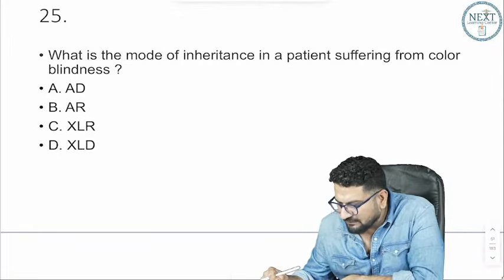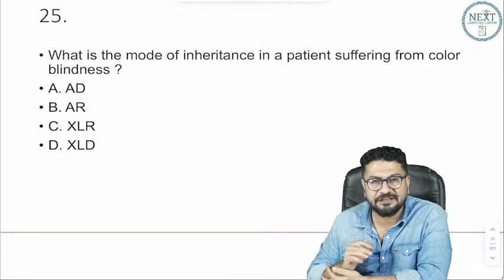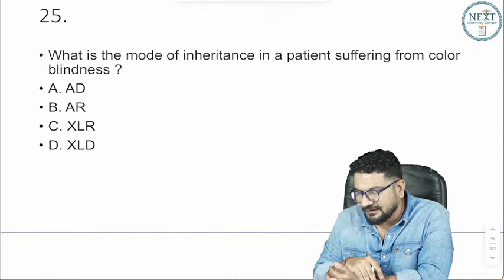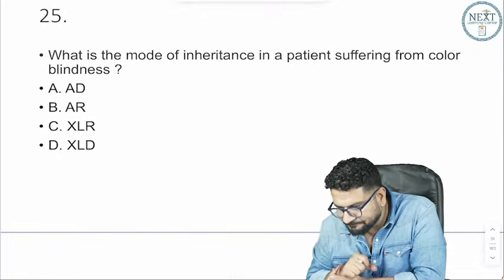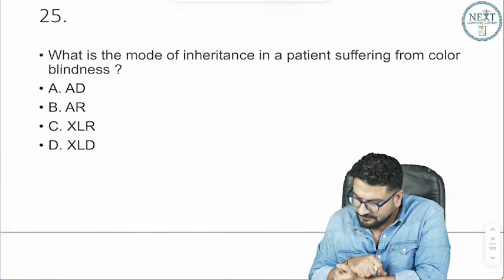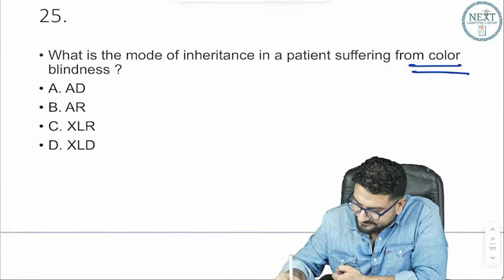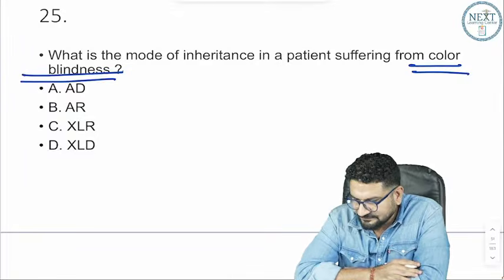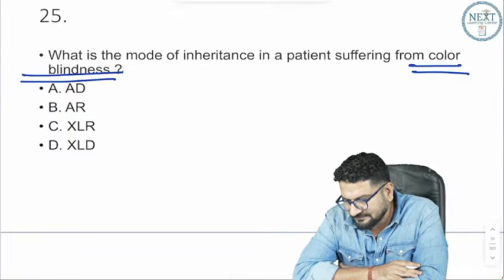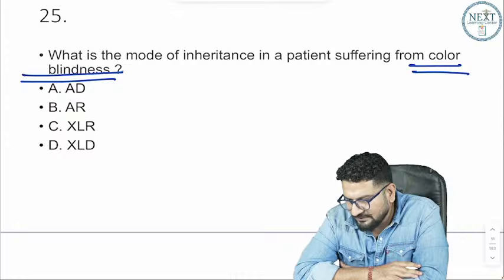Where does ESR decrease? ESR is absent or does not increase. It will never increase. Where? In a condition called afibrinogenemia. Tell me. Color blindness. Tell me, tell me.